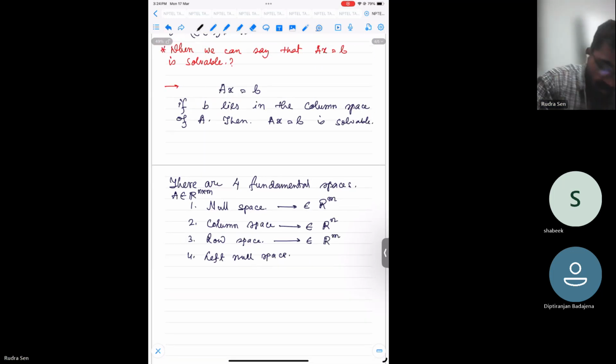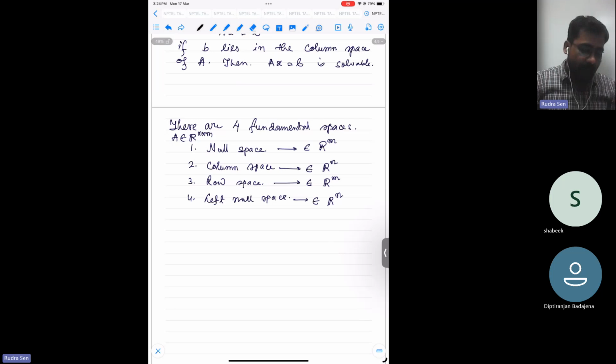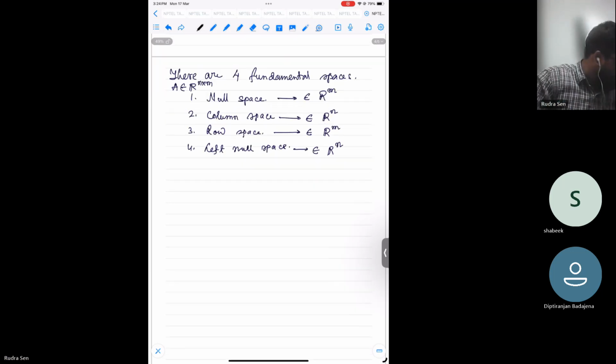So it is dimension of Rm, and this belongs to dimension of Rn, right? So you can see row space and null space both are perpendicular to each other in the same dimension. So if this is a row space, okay, I think I should write something like that.